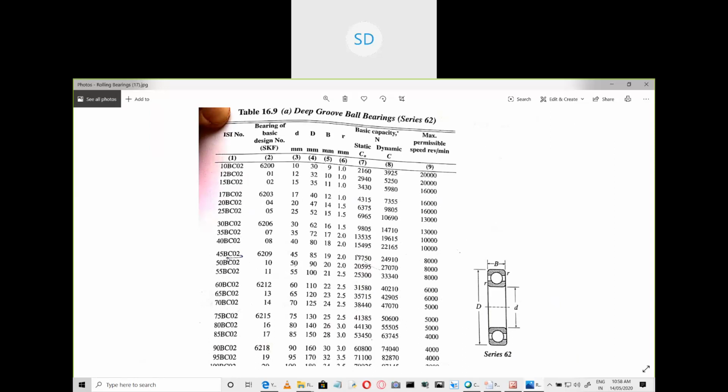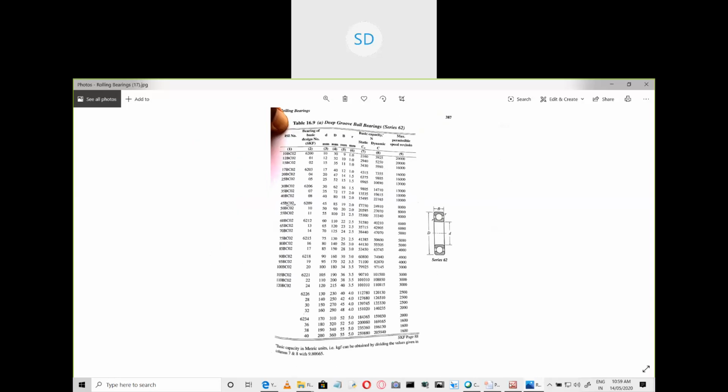What have we done? We have selected an example. It is a 45 shaft diameter. Let us go for the first trial, 45 BC02. Corresponding to this one, you note down the basic capacity. Static load is 17,750, and you note down the dynamic load. Got it? Note down static load, note down dynamic load.